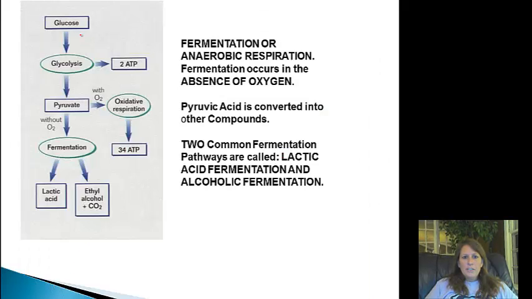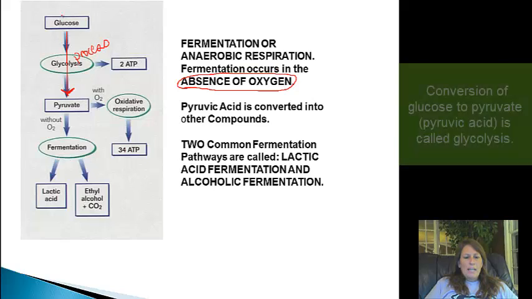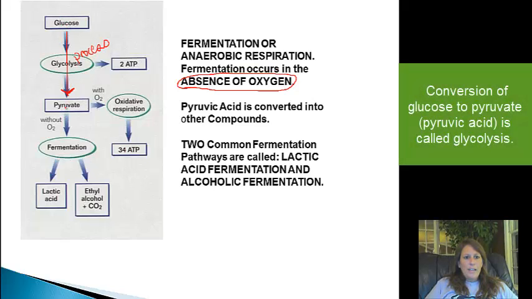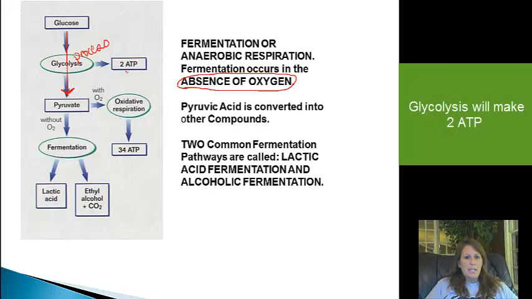So let's take a look at the situation where there was anaerobic, or the absence of oxygen. That's what this slide is about. Glucose, when I convert that to pyruvic acid, the process is called glycolysis. By converting glucose to pyruvate, or pyruvic acid, through glycolysis, I'm going to give off some ATP.